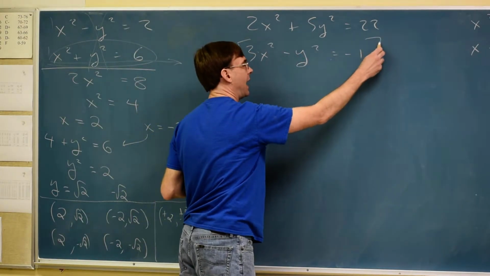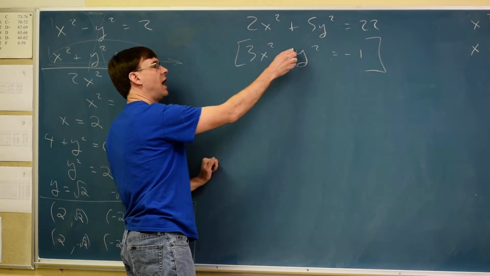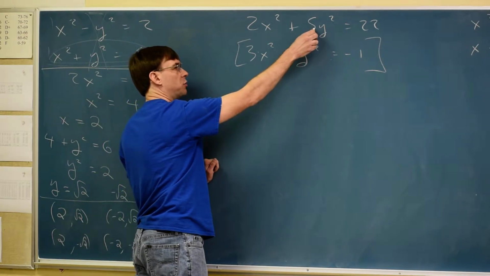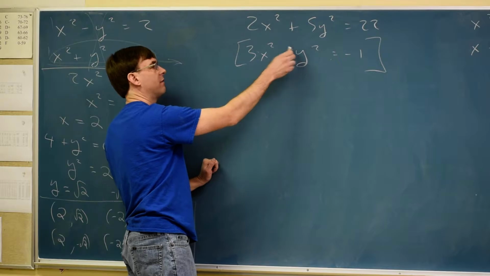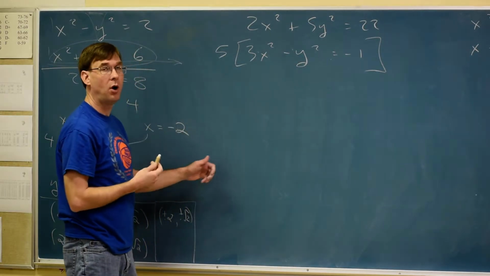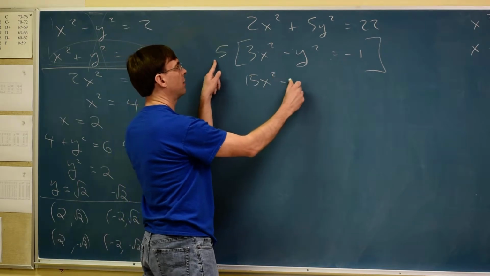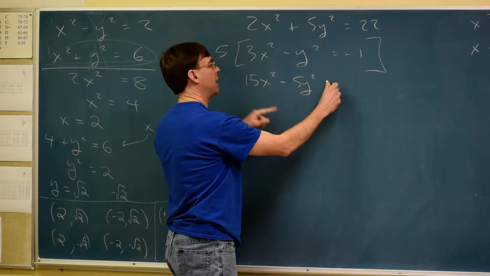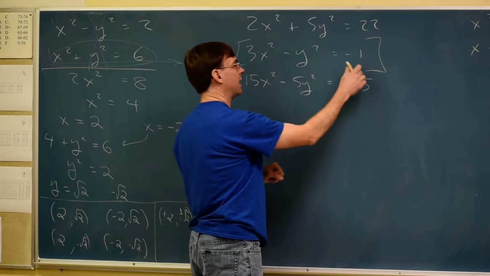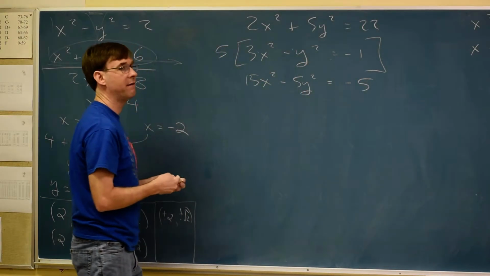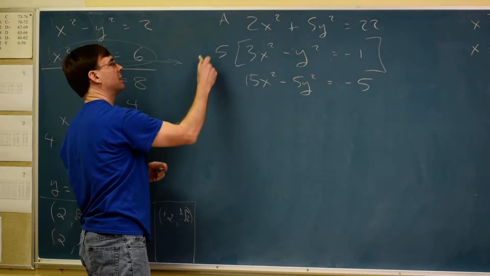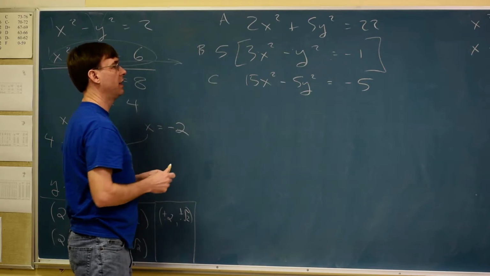So what I'd like to have in this equation is a 5 right there. If this has positive 5, I'd love to have a negative 5. So I need to go through this whole problem and just multiply by 5s. There would be 15x squared minus 5y squared equals negative 5. Everything multiplied by 5. So I could call this A, I'll call this B, I'll call this C.